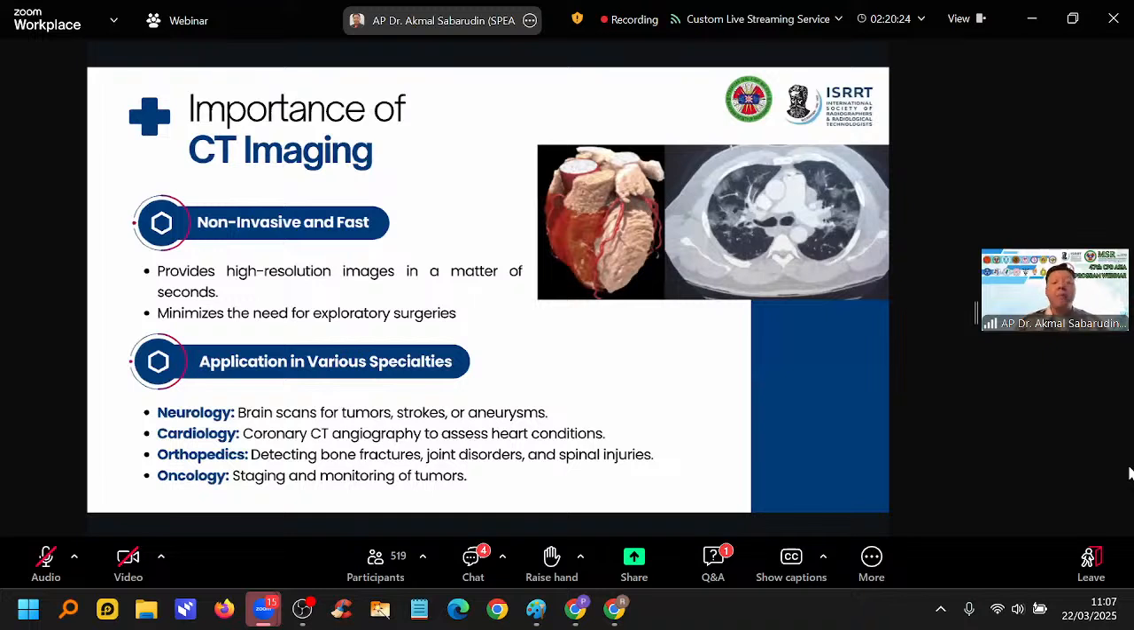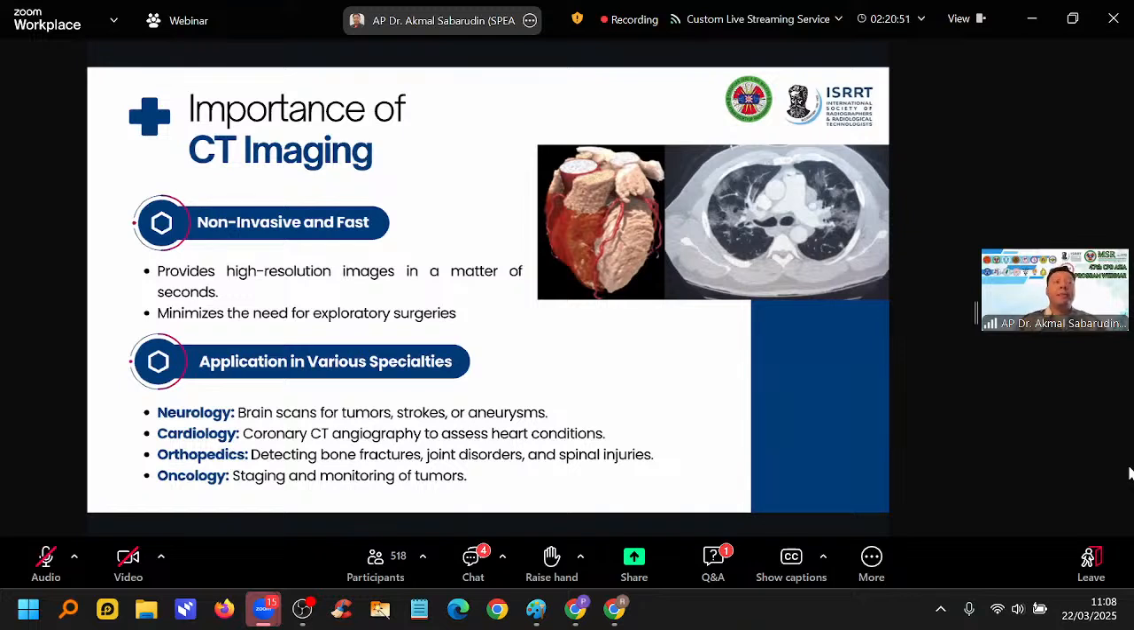Okay, so there are more other than these four, but these four are quite common. First is neurology, whereby the brain scan for tumor, for example, strokes, aneurysm, you just name it. Every single disease regarding neurology assessment can be done using CT, and it helps a lot in giving better diagnosis for this. And same goes to cardiology.